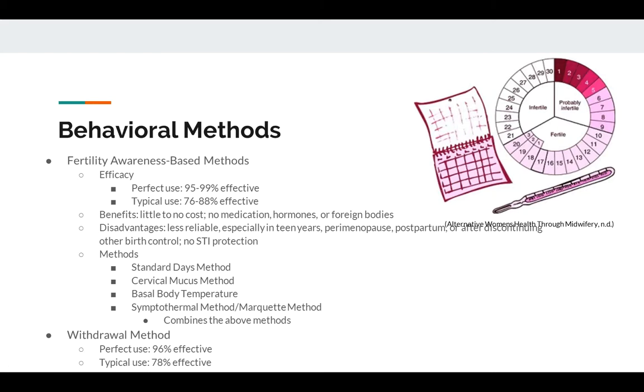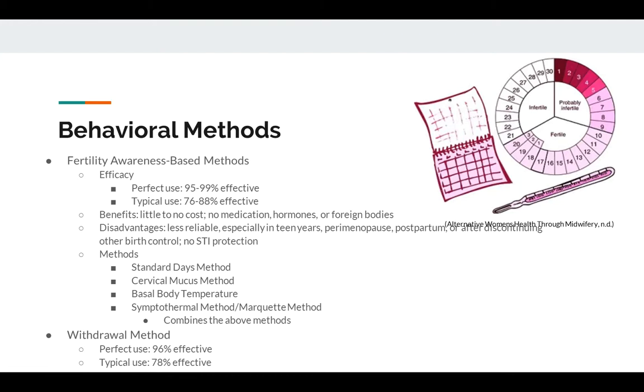They're not as reliable, especially in the teen years and during times of hormonal transition, for example, after menopause, childbirth, or when discontinuing a birth control. There are several methods to this, and we discussed a couple. One is the standard days method or the calendar method, in which you avoid basically a large chunk of the cycle to prevent a pregnancy.